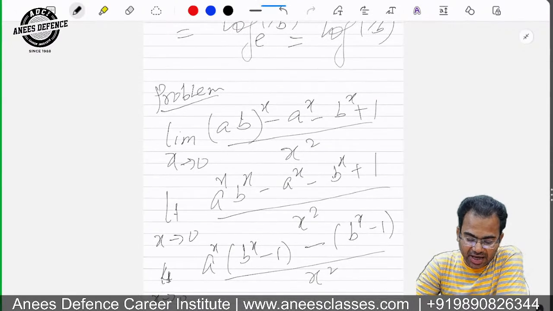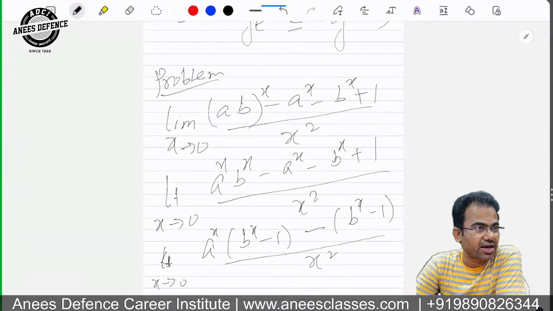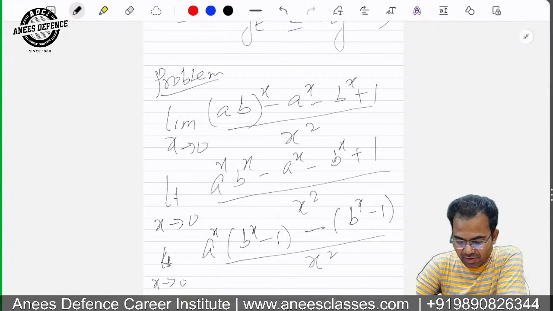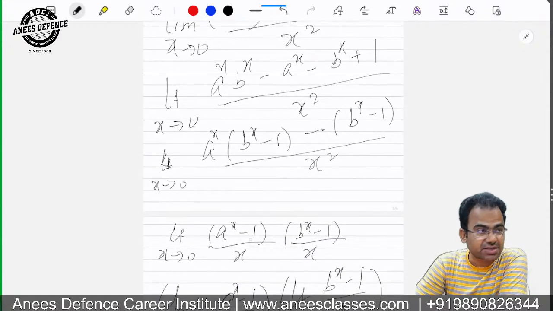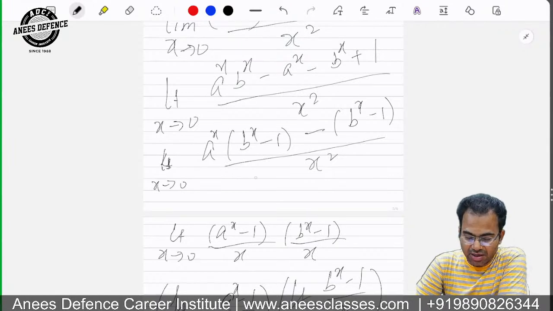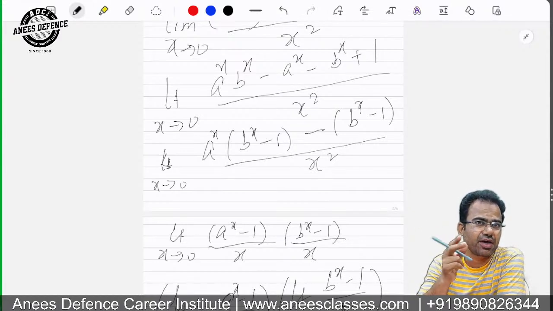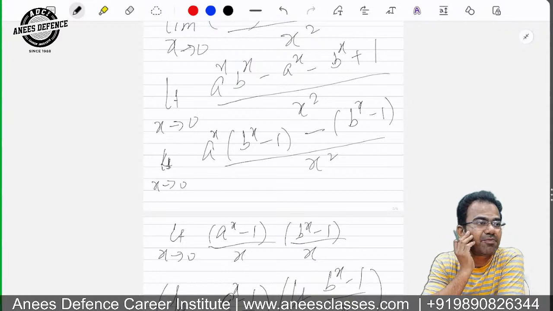So (ab) whole to the x, I can write a to the x into b to the x by the indices law. Minus a to the x is already present, minus b to the x is already present, plus 1 upon x square. From the first two terms, I can take a to the x common, so it will be b to the x minus 1 in the brackets. From the last two terms in the numerator, I can take minus common. So the factor will be a to the power x minus 1 into b to the x minus 1. In the denominator, I have x square, so I can divide it 2 times, that is x into x. So one x will be the denominator of a to the x minus 1, and one x will be the denominator of b to the x minus 1.